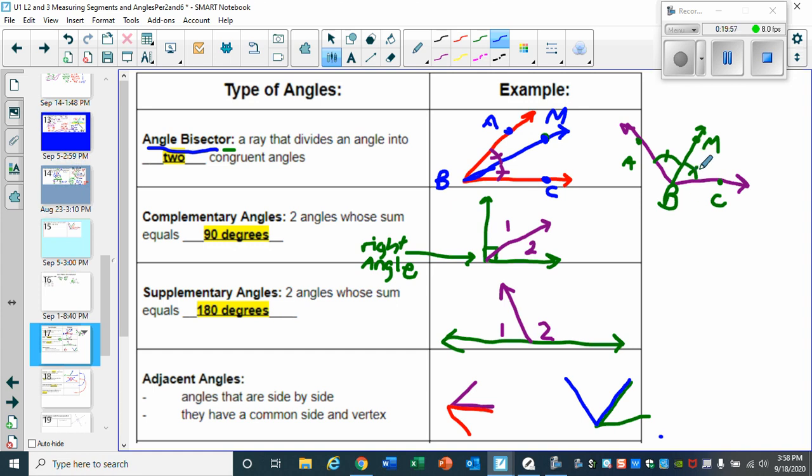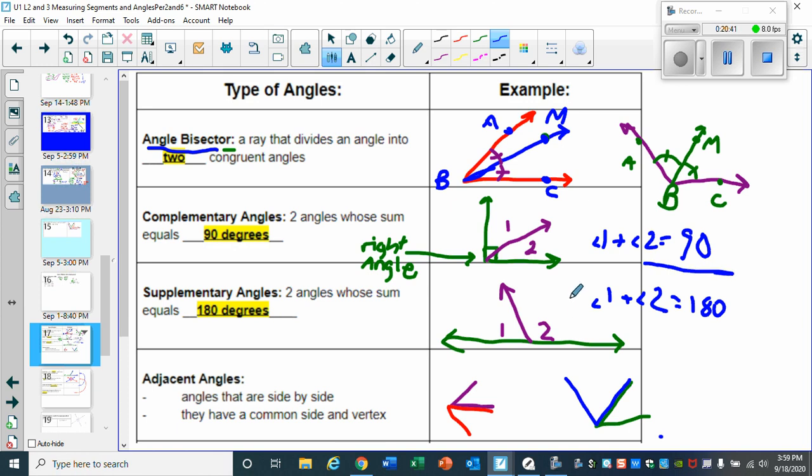Differentiate complementary angles: the sum of the two angles equals exactly 90. You might see it in this form, but if not, you could always say angle 1 plus angle 2 equals 90. And for supplementary angles, angle 1 plus angle 2 equals 180. So that's for this example.